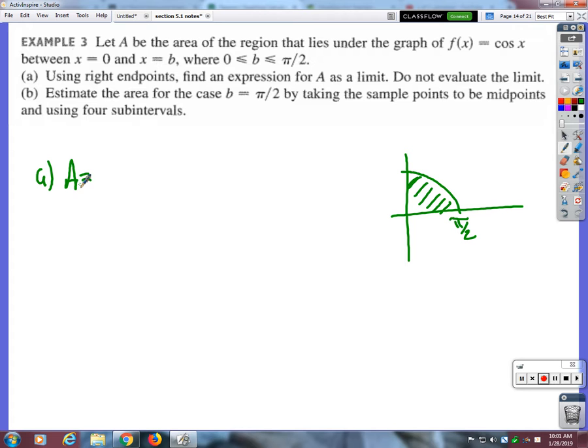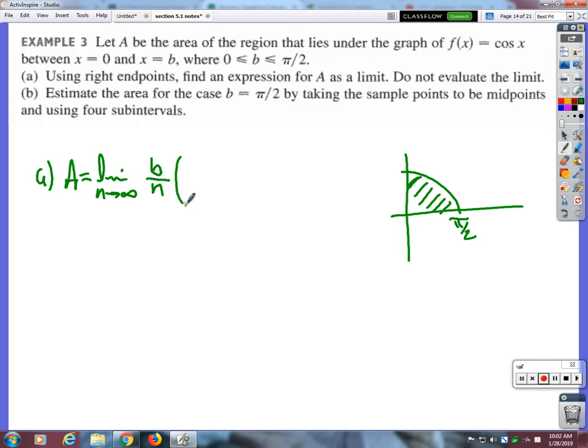So according to the previous formula that we have, the area is going to equal the limit as n approaches infinity of, what are the widths of all of the little rectangles going to be? It's going to be b minus 0, or in this case just b, divided by, how many rectangles do we have? We don't know. We have n rectangles. That number is going to approach infinity. So that's going to be the widths of all of the rectangles.